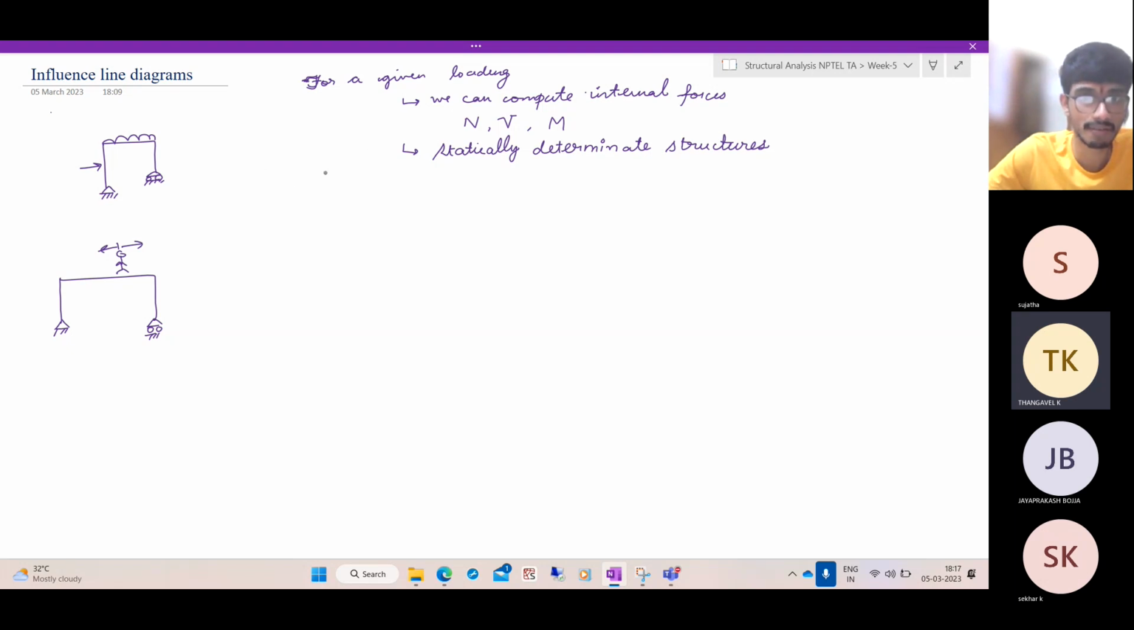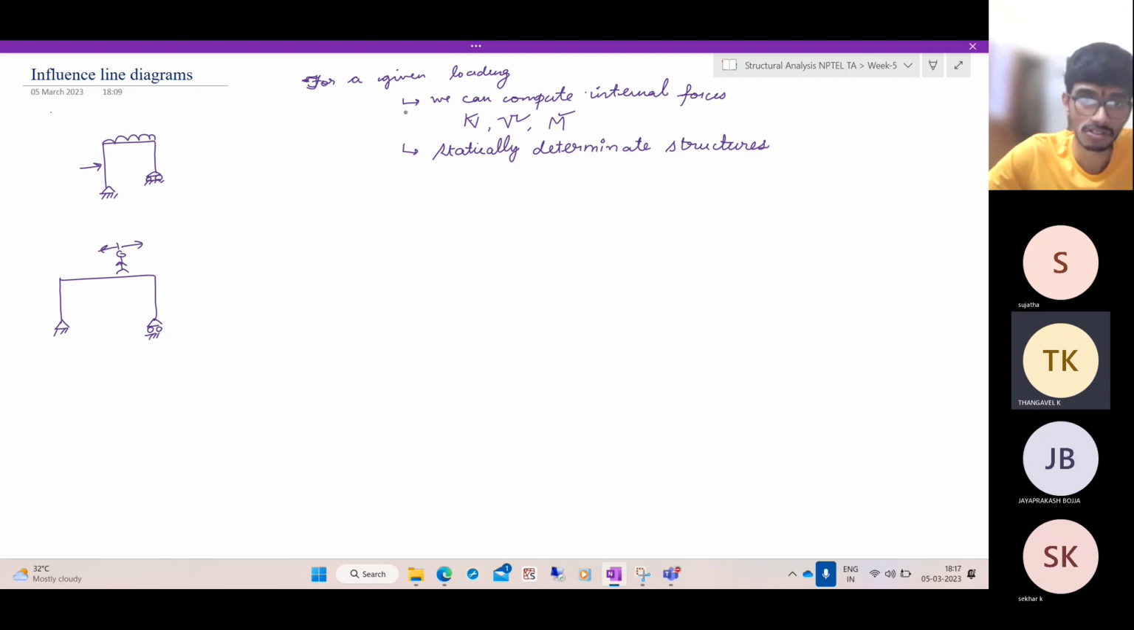So we are clear with analysis of statically determinate structures. The next step is to design. For design, we need to find out the maximum values of the shear force, axial force, and the bending moment so that we can design. If we design for the maximum, the lower loads will be automatically taken care of. So that is the concept of today's session.